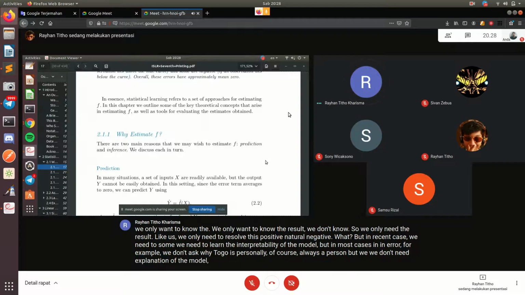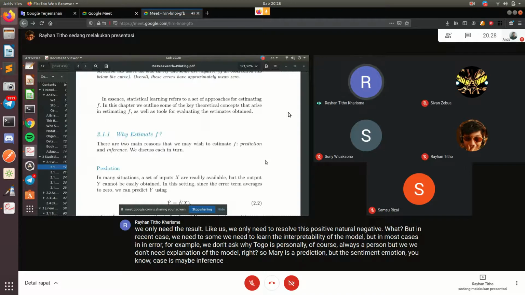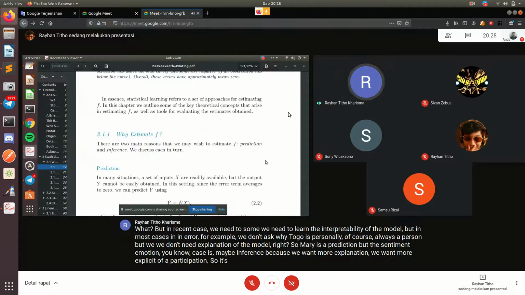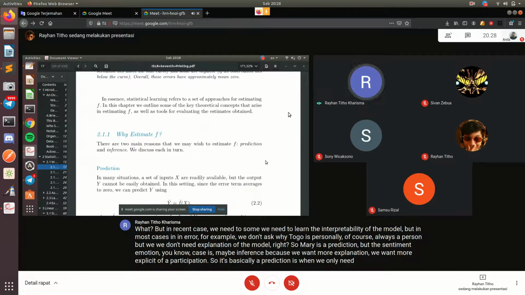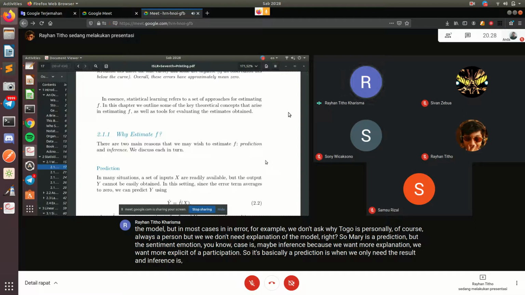So NER is a prediction, but the sentiment emotion in our case is maybe inference, because we want more explanation. We want more explanation of a prediction. So it's basically a prediction is when we only need the result, and inference is when we need the result and also the explanation of it.